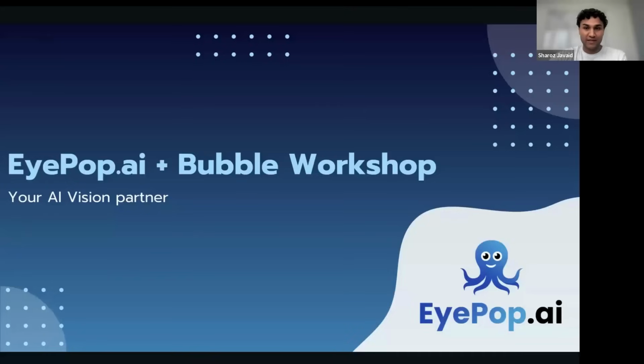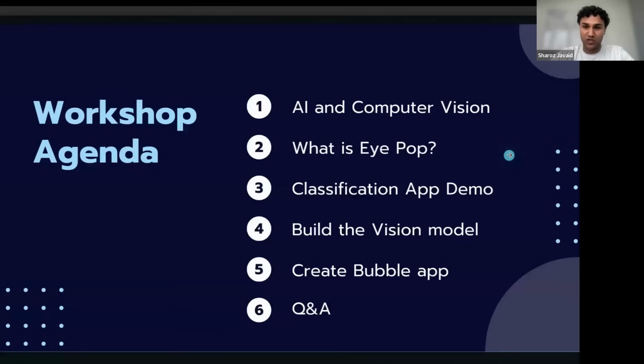I'm excited to show you guys how to build a computer vision model within an app using no code at all. Here's our workshop agenda. I'm going to walk us through what an AI model is and what exactly is a computer vision model and go through some different types of computer vision models. After that, we're going to talk about EyePop and how EyePop fits into the computer vision solutions.